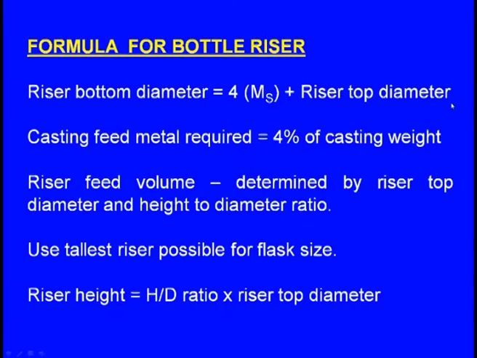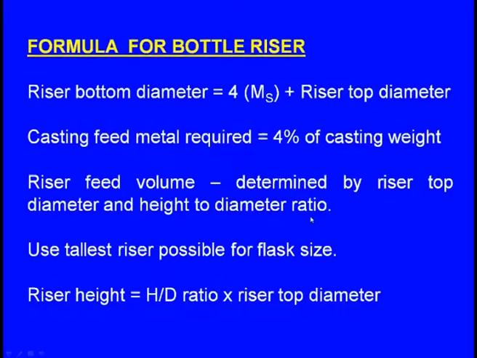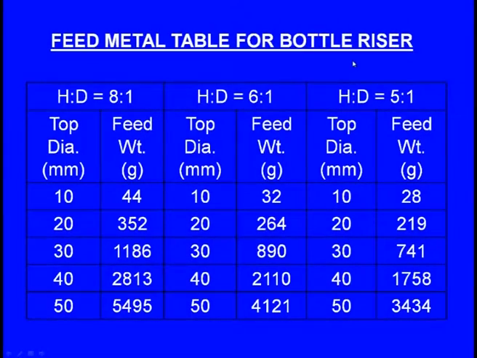Riser bottom diameter is equal to 4 × ms plus riser top diameter. The casting feed metal required is equal to 4% of the casting weight. Riser feed volume is determined by the riser top diameter and height to diameter ratio. Use the tallest riser possible for the flask size, and riser height is equal to H by D ratio × riser top diameter.